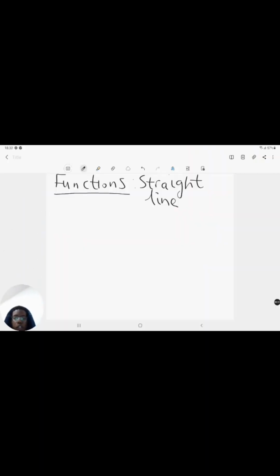Okay, so for this video, we will be looking at the straight line. This is the simplest type of function that we are going to look at. It only gets more complicated from here, although it doesn't get any more difficult. Okay, so a straight line is as follows.